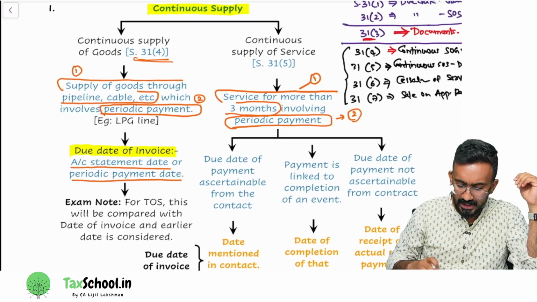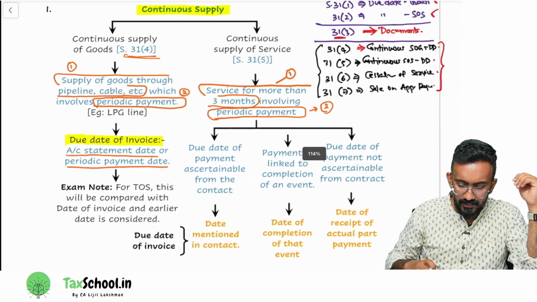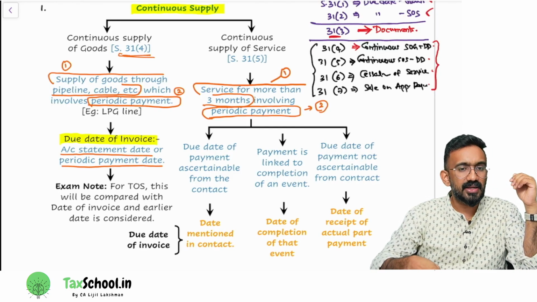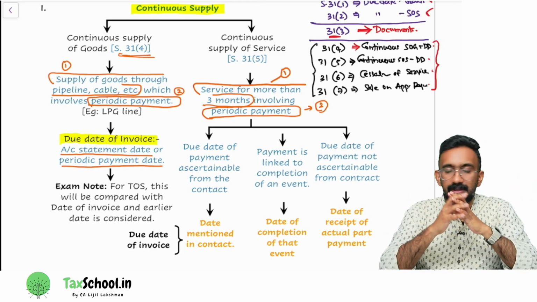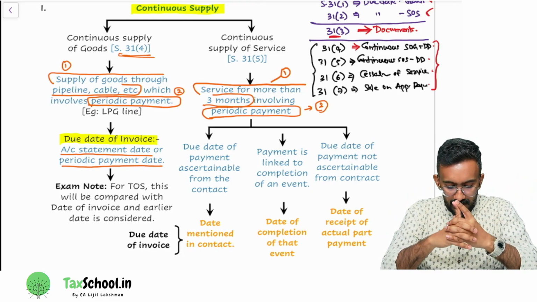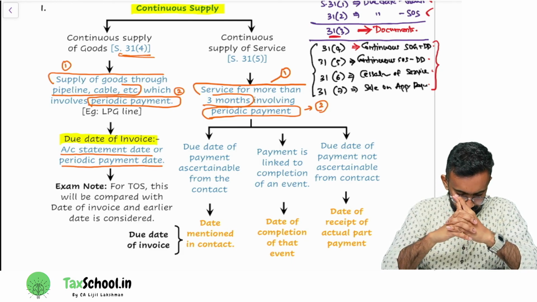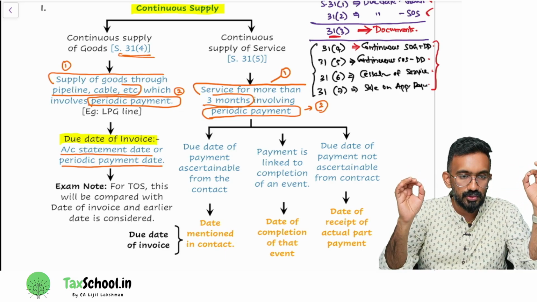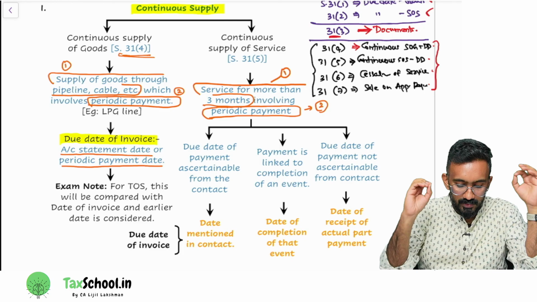The first segment of discussion would be what is continuous supply of goods, continuous supply of service, why you cannot apply the normal due date and why I need a special due date. Let me take you through this understanding. Continuous supply of goods. What is continuous supply of goods? Continuous supply of goods is supply of goods through pipeline, cable, etc., which involves periodic payment.